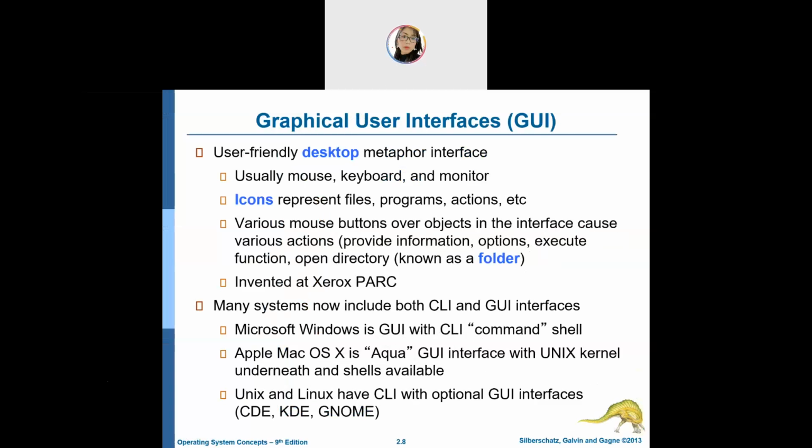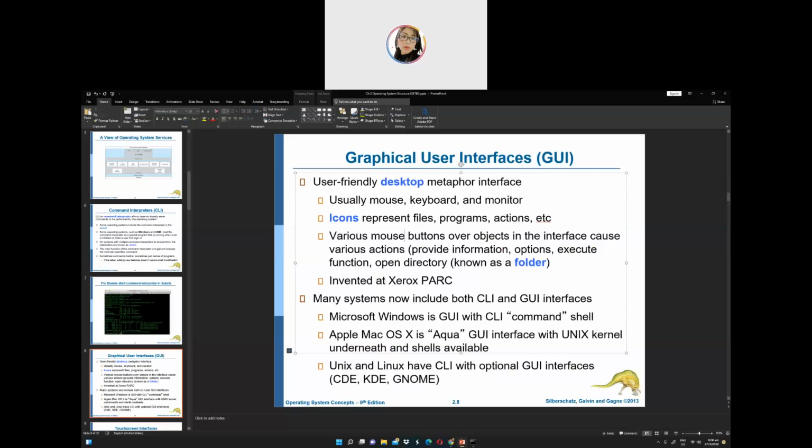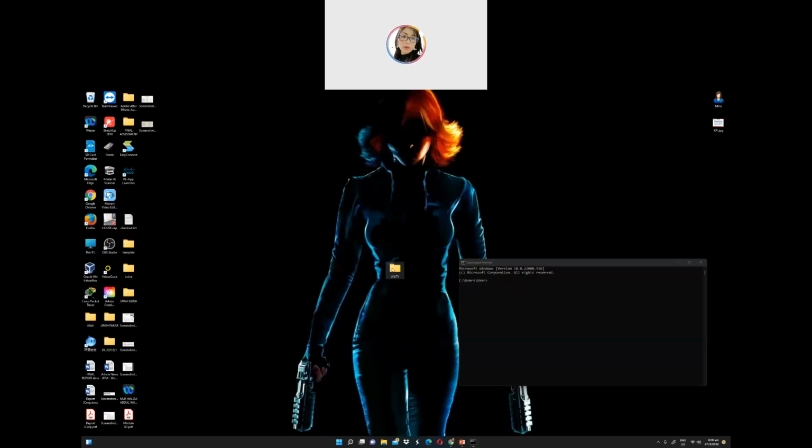Object interface, which is a cause and action for you to provide information, an option for you to execute a function, execute an application, or even for you to open a directory, open a file, open a folder, which is known as a folder. You are normally familiar with the folder name. Maybe one of your friends asked, I want to copy your report. So you say, okay, the report is on my desktop here, under the Unity folder. So you are pointing to a folder, isn't it? You're not saying that it is at my desktop directory, and under the desktop directory, you can go to the directory called Unity.